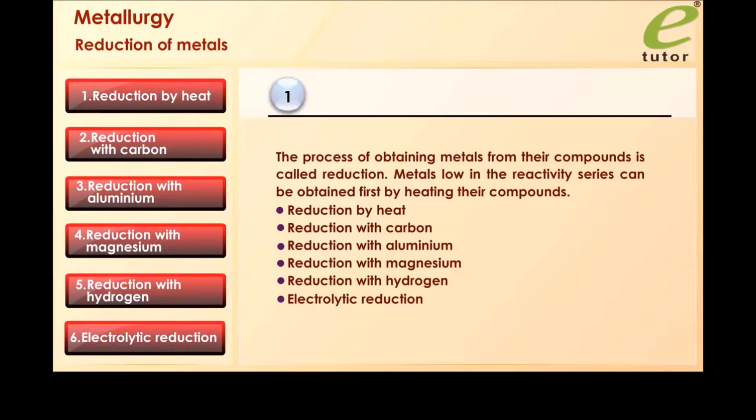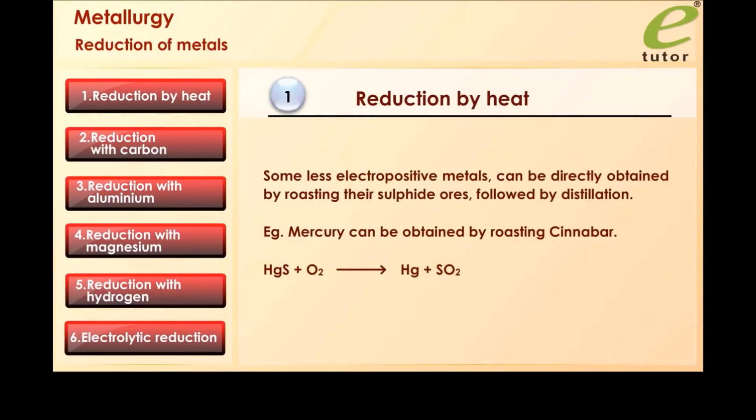The methods are reduction by heating, reduction with carbon, reduction with aluminium, reduction with magnesium, reduction with hydrogen, and electrolytic reduction. Reduction by heat. Some less electropositive metals can be directly obtained by roasting their sulfide ores, followed by distillation. For example, mercury can be obtained by roasting cinnabar. HgS, cinnabar, plus O2, oxygen, gives Hg, mercury, and SO2, sulfur dioxide.